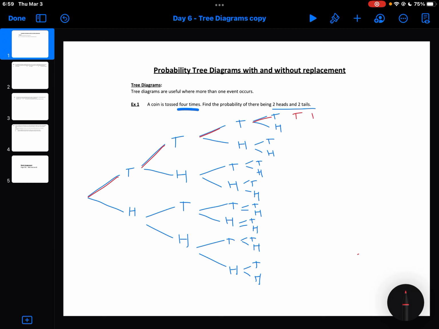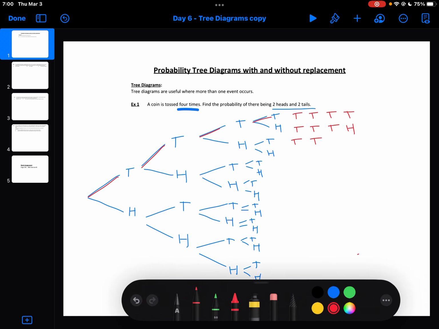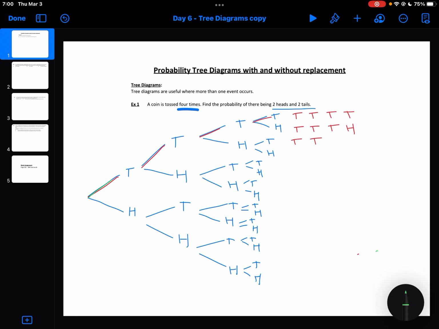So my first option that I can have is tails, tails, tails, tails. My second option would be tails, tails, tails, heads. I'll just use a different color here. I'll use green. So I could go then tails, tails, heads, and then I could go to tails. Let's try and keep them all in the same color here. Heads and then tails again. Or I could go down this other branch. Tails, tails, heads, heads.